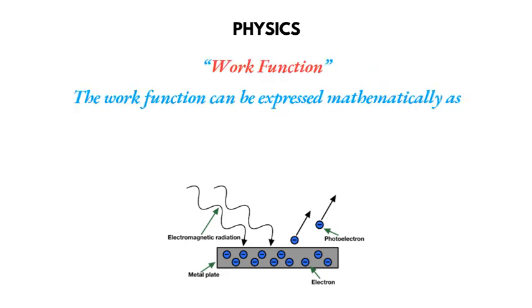What is work function? The work function is the minimum amount of energy required to remove an electron from the surface of the material. This energy threshold is crucial because only photons with energy equal to or greater than the work function can eject electrons from the material's surface. The work function can be expressed mathematically as φ₀ equal to h times ν₀.